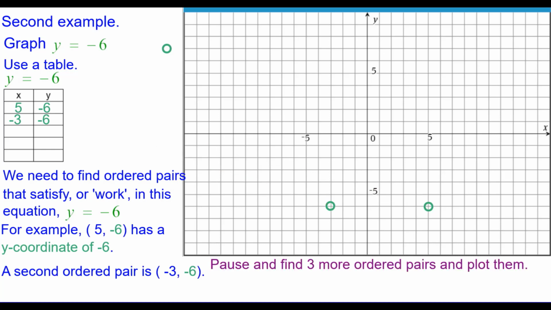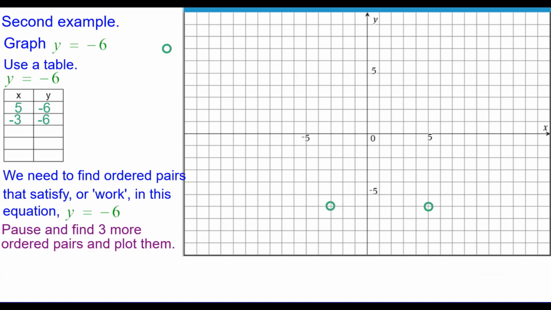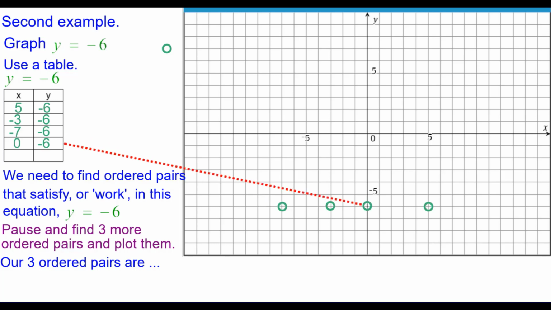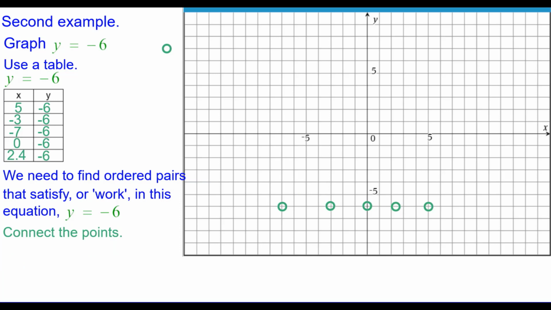Please press pause and find 3 more ordered pairs and plot those. Press pause and resume when you're ready. Our 3 ordered pairs are negative 7 comma negative 6, 0 comma negative 6, and 2.4 comma negative 6. Connect the points.